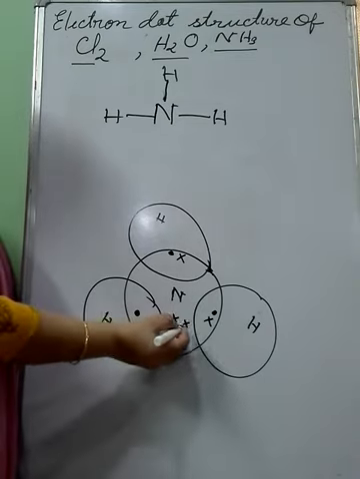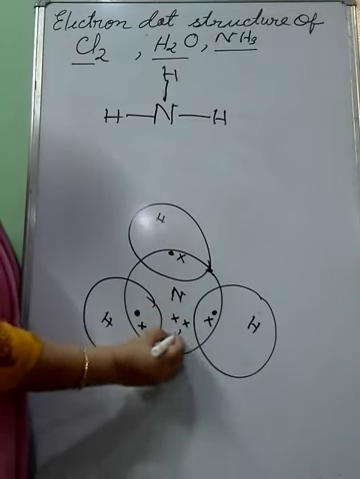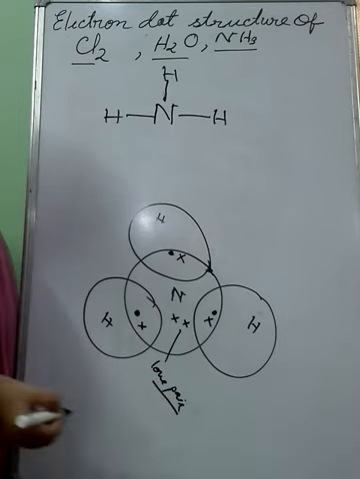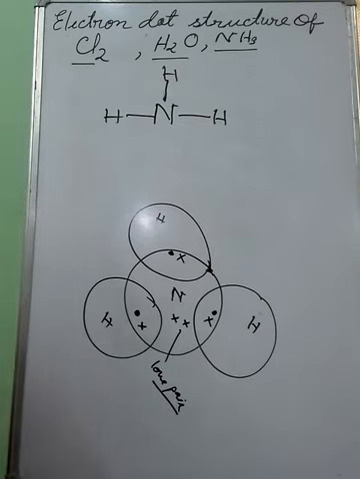Now this unshared pair of electrons is also called a lone pair. So this is the electron dot representation, or electron dot structure, for chlorine, water and ammonia molecules. Thank you very much.